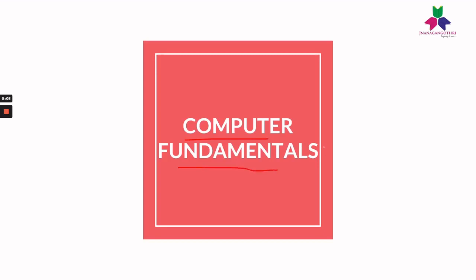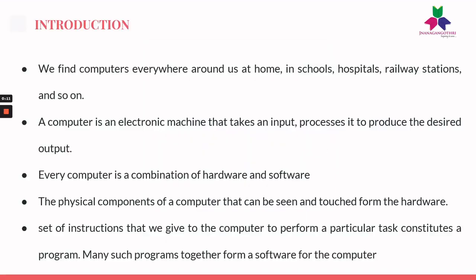Moving on to the first slide. Introduction. We find computers everywhere around us, at home, in schools, hospitals, railway stations, and so on. What is a computer? A computer is an electronic machine that takes an input, processes it, and produces the desired output as required by the user. What is a computer made of? It is a combination of two terms, which are hardware and software.